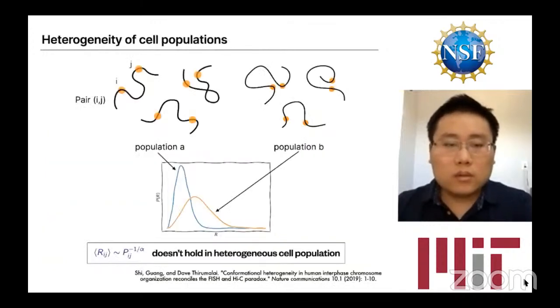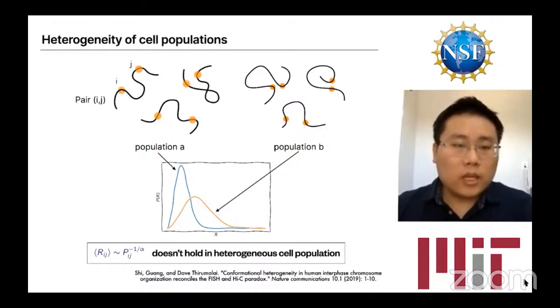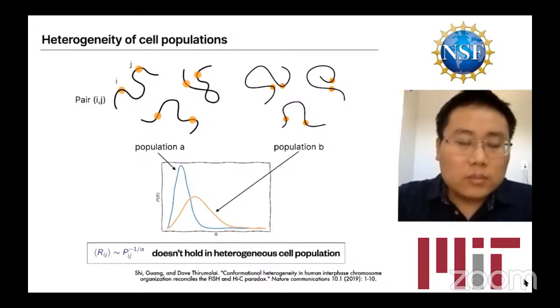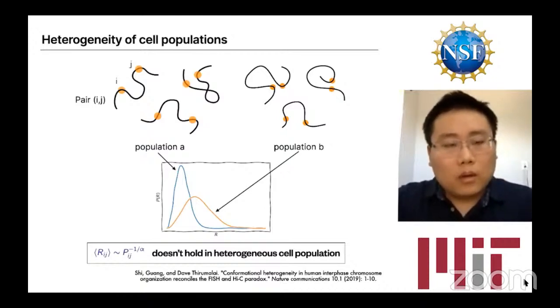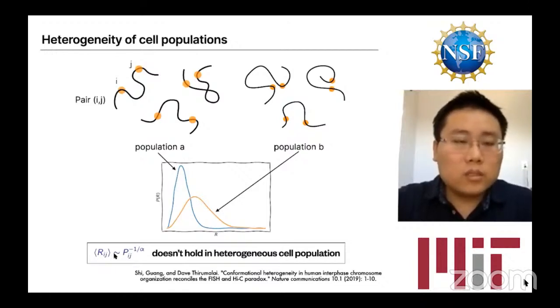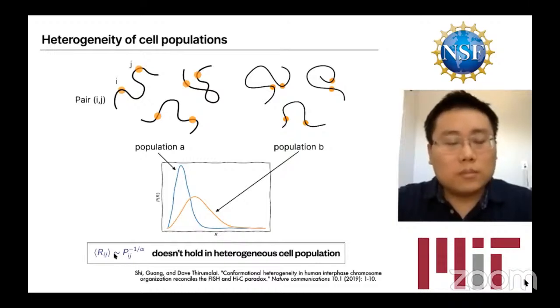This suggests that we can use this power law relation to convert the Hi-C contact map to a distance map. However, there's a problem associated with that, due to the heterogeneity of cell population. Here is an example where there are two subpopulations, A and B, among the ensemble cells in the Hi-C experiment. In population A, the distribution of the distance between two loci, I and J, is given by the blue curve, and the yellow curve is the same distribution but for population B. Within each subpopulation, the power law relation between Rij and Pij still holds. However, if you look at the whole population, this power law relation does not hold anymore.